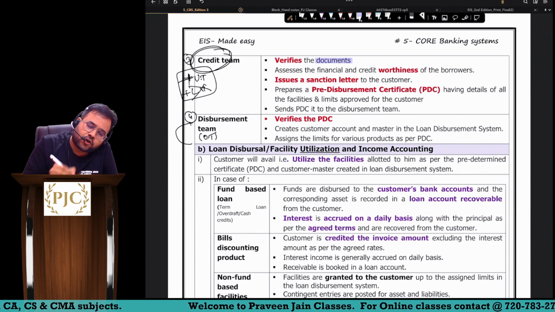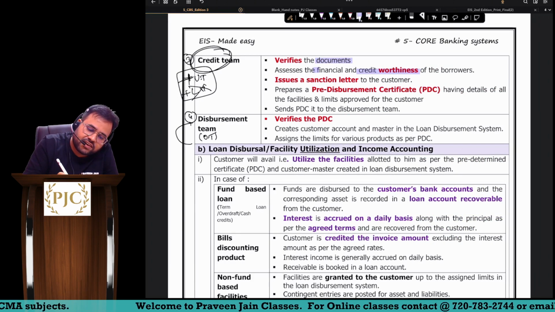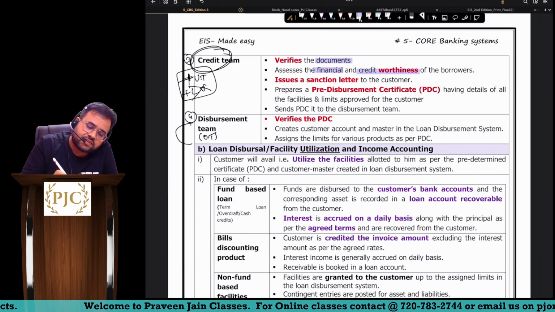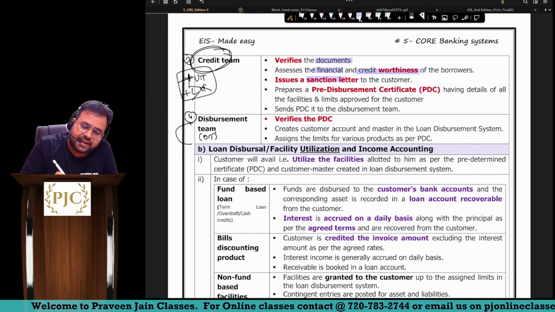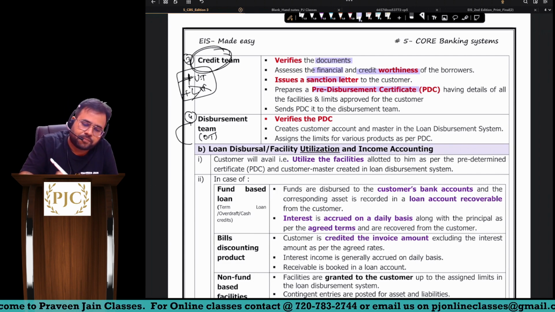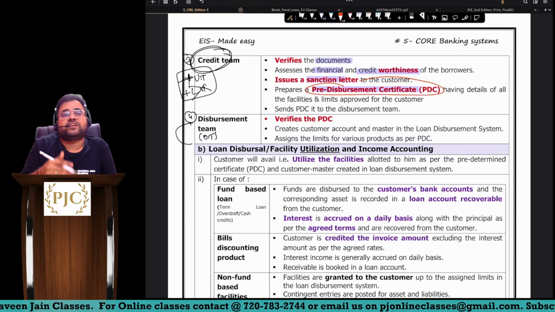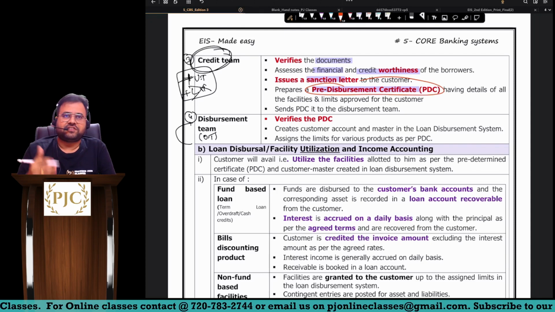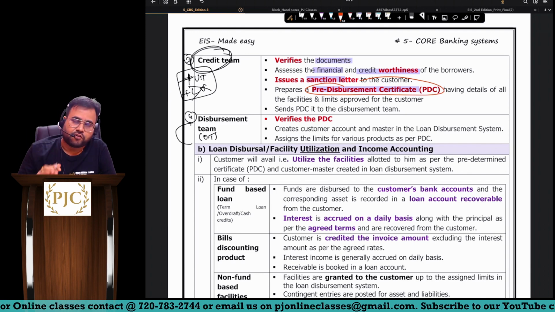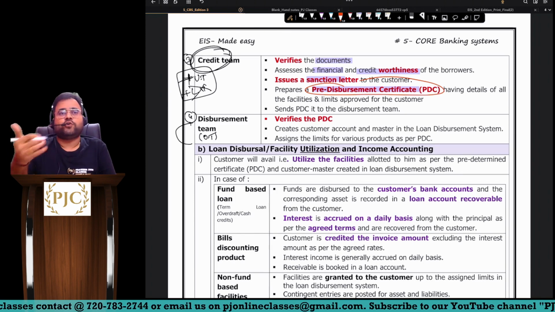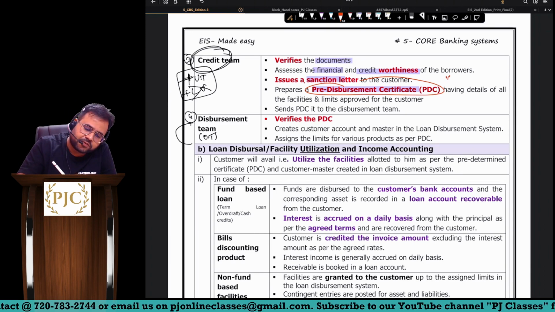They will verify the document, they will assess the credit worthiness and financial worthiness of the customer, sir. They will give the sanction letter and issue the pre-disbursement certificate, sir. Matlab, sir, in this pre-disbursement certificate, they will mention how much is the loan which is sanctioned and what are the points to be fulfilled, sir. Sir, loan ka rate, tenure, etc., everything will be written in the pre-disbursement certificate, sir.